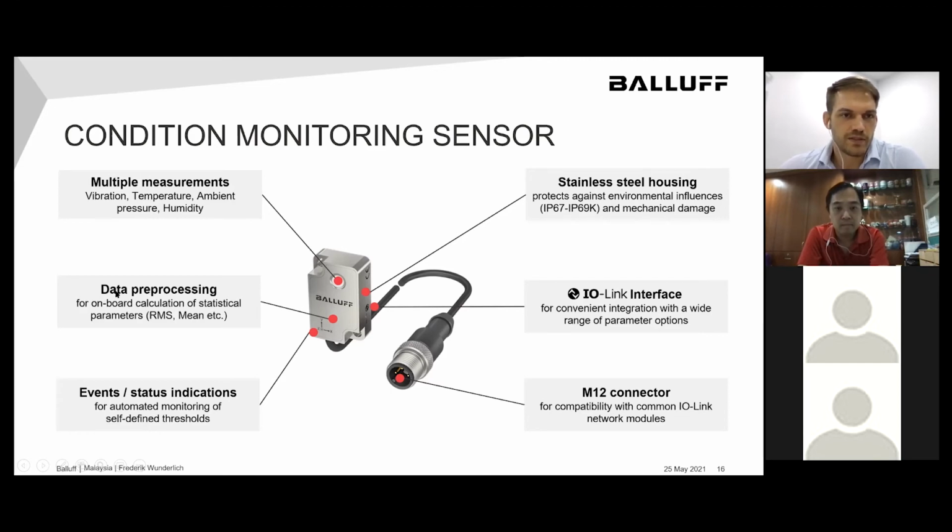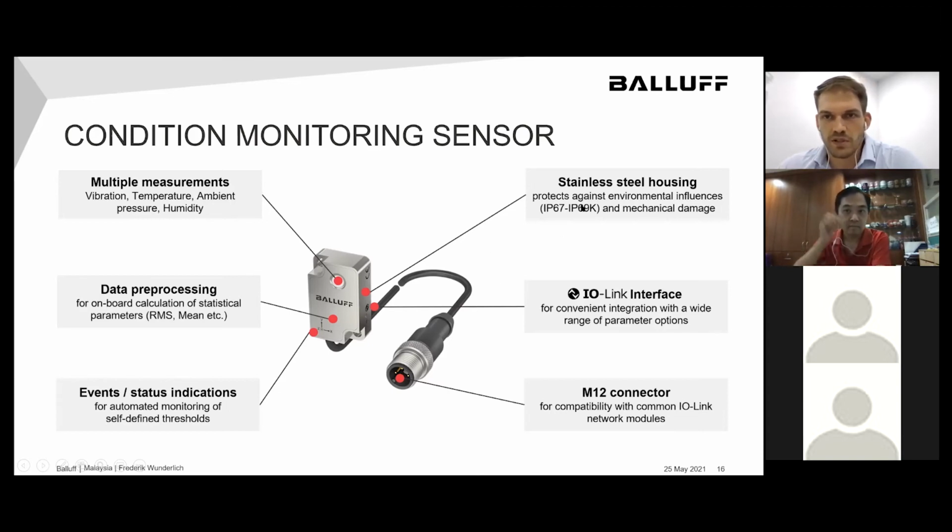So the sensor is able to pre-process the data, okay? So for onboard calculation of statistical parameters. And it also can store information about the events, meaning what thresholds you want to set to maybe cause an alarm, or for any kind of actions and alarms. What are the thresholds that you want to define? This is what you can store directly inside the sensor.